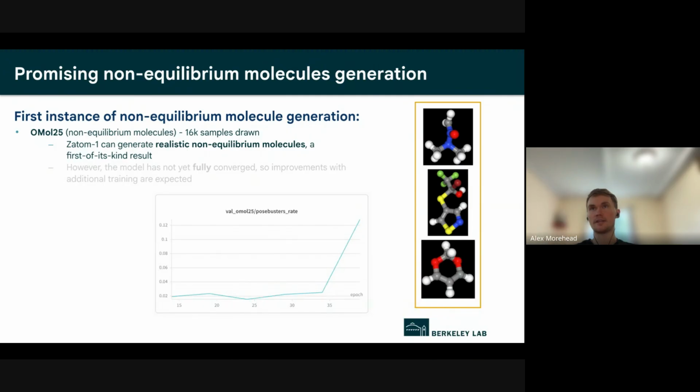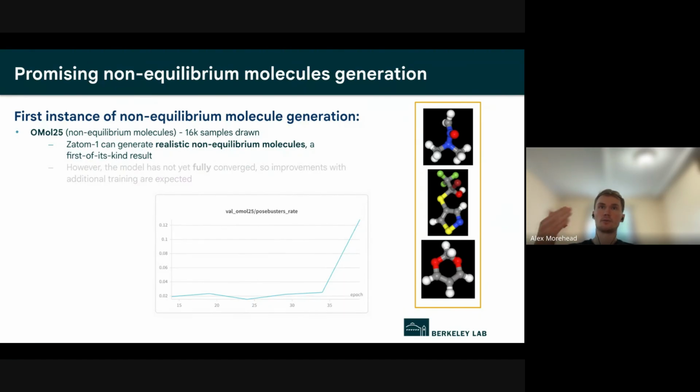if we train our model for about 40 epochs, we're able to already hit about a 15% PoseBusters validity rate, meaning out of the 16,000 molecules we're generating with this model, about 15% of those are passing all of PoseBusters unit tests. And there's really no baseline to compare to here, since nobody has tried training a generative model on OMAL before. So we're not even really sure what the maximum possible PoseBusters score could be.